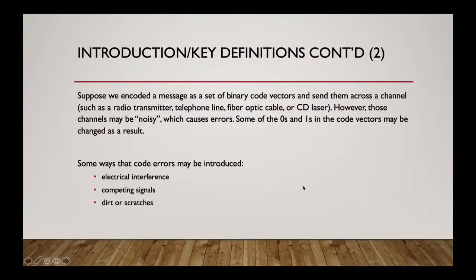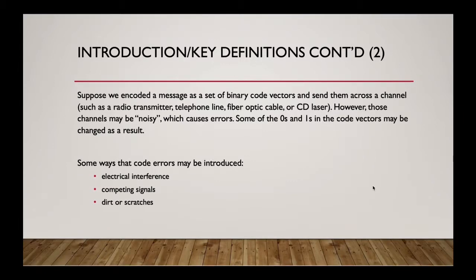Now, suppose we encoded a message as a set of binary code vectors and sent them across a channel such as a radio transmitter, telephone line, fiber optic cable, or CD laser. Now, those channels may be noisy, which can cause errors. For example, some of the zeros and ones in the code may be changed as a result. And just some ways that code errors may be introduced include electrical interference, competing signals, or dirt and scratches.